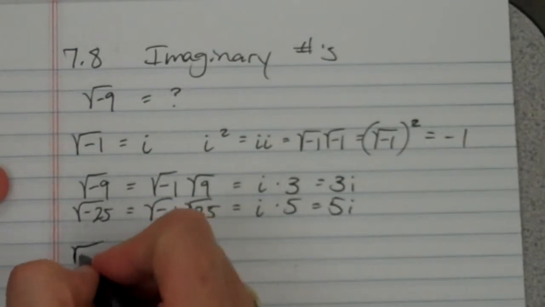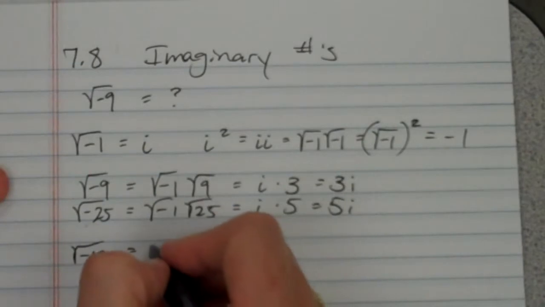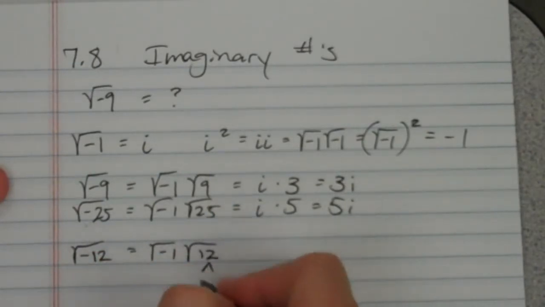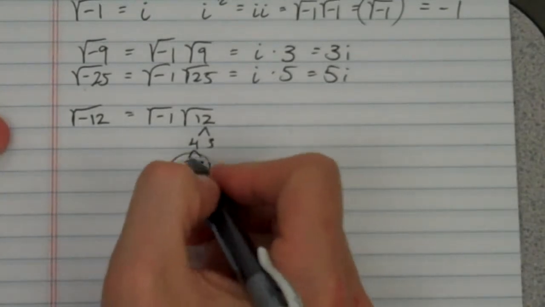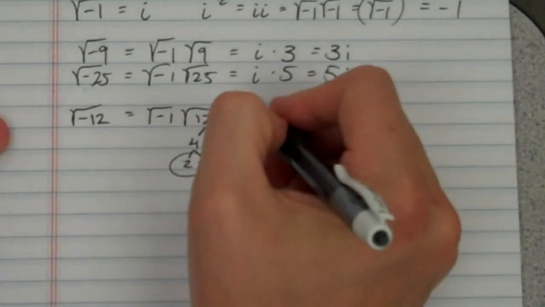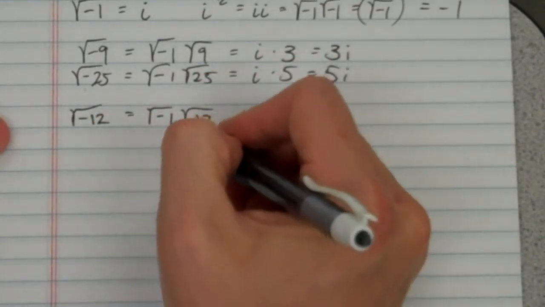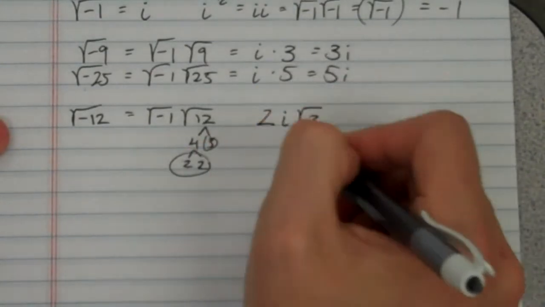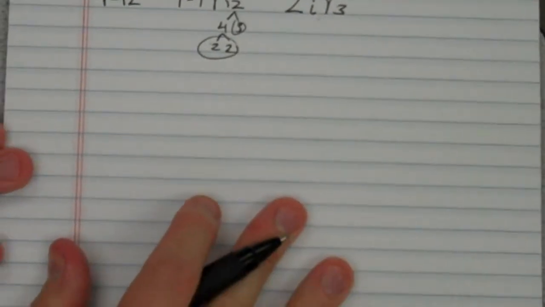Let's try a more complicated one, the square root of negative 12. Well, I know that's square root of negative 1 times the square root of 12. And here I can break that into 4 and 3, and 2 and 2, right? And so a 2 comes out. So that's going to be 2i times the square root of 3. Okay? So that's the process.